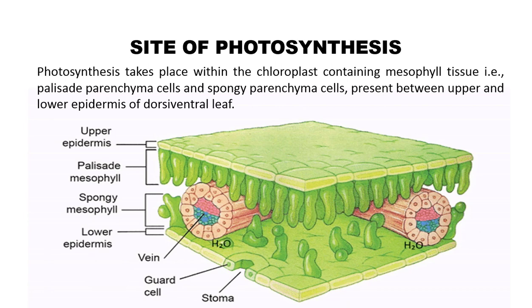Next is the site of photosynthesis, where actually the photosynthesis takes place. Photosynthesis takes place within the chloroplast containing mesophyll tissue, that is the palisade parenchyma cell and spongy parenchyma cell present between the upper and lower epidermis of the dorsiventral leaf. As you've seen in the diagram, water molecule is moved out from the xylem vessels and absorbed into the palisade parenchyma cells, that also take part in the photosynthesis.